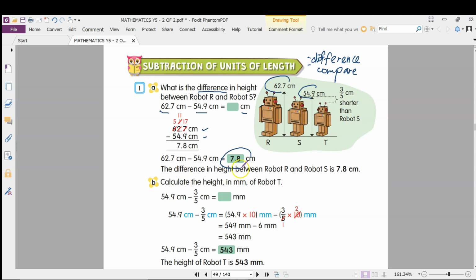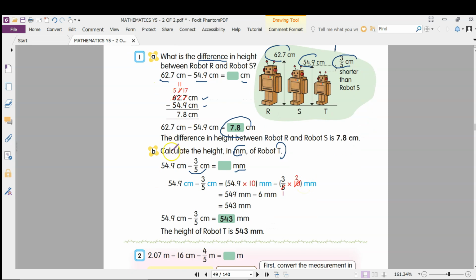Okay. Now find the height in mm for robot T. Now robot T is 3/5 cm shorter. So shorter you have to minus. And then answer in mm. So you have to change to mm first. So cm to mm you have to times 10. Okay, 54.9 times 10, move decimal point 1 time to the right is 549. 3/5 cm times 10, divide 5, 3 times 2, 6. So 549 minus 6, 543 mm. That's the height for robot T.